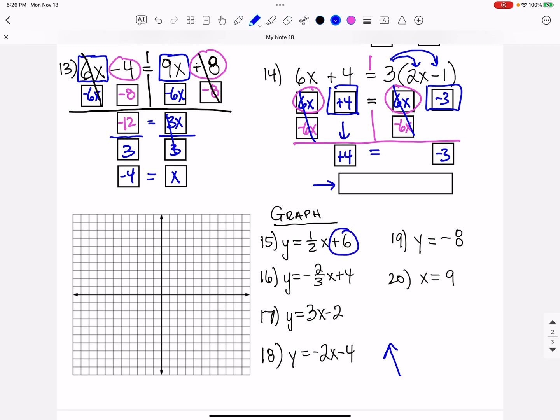All right, the graphs you should be able to do. This is where you start, that's how you move. This is where you start, that's how you move, down 2 over 3. This is where you start, at negative 2, up 3 over 1. This is where you start, down 2 over 1. This one is a flat line that hits the y-axis at negative 8. This one's a straight up and down line that hits the x-axis at 9. All right, good luck.